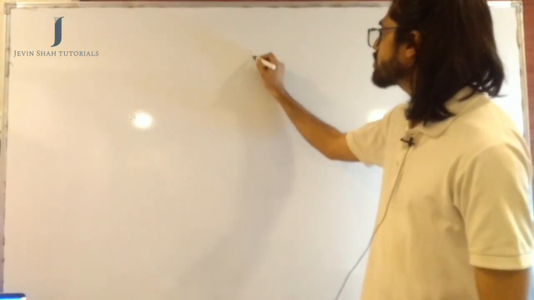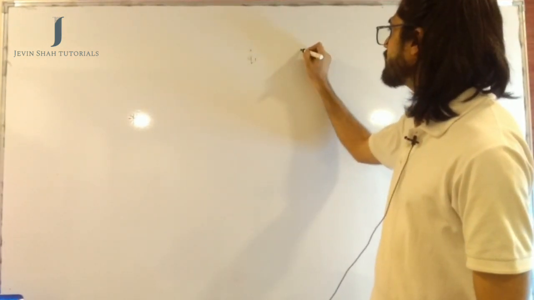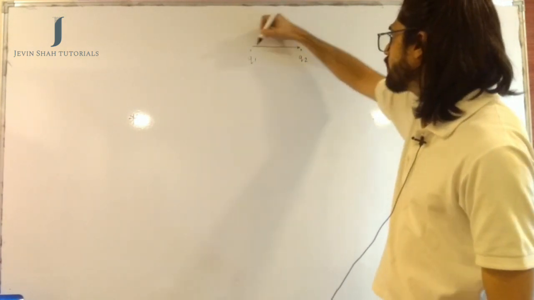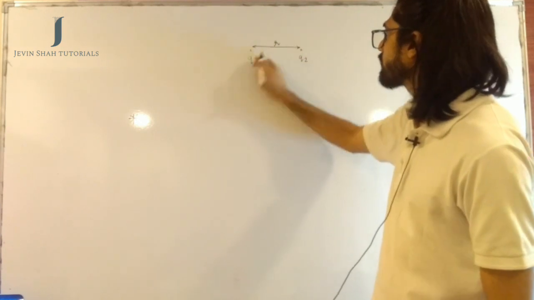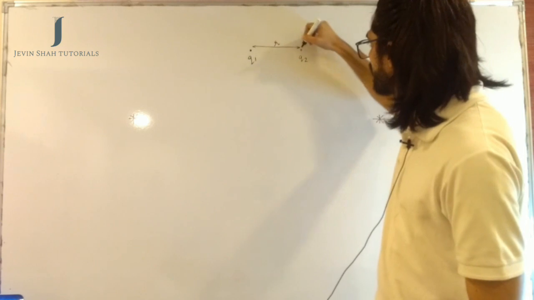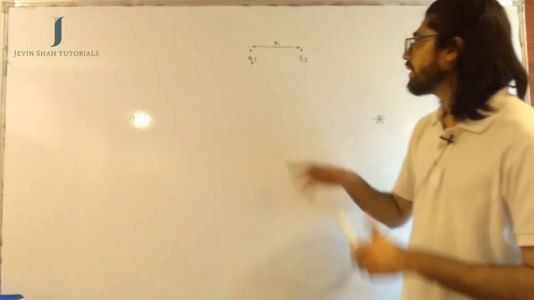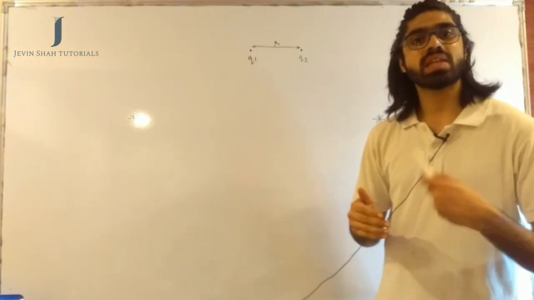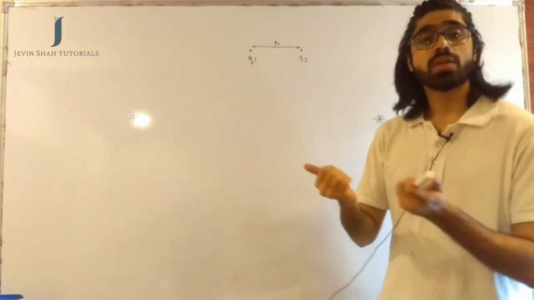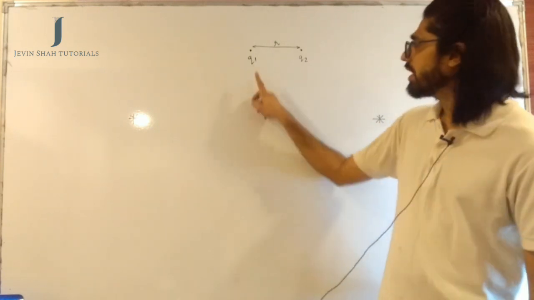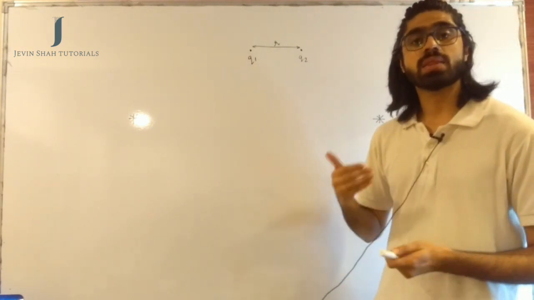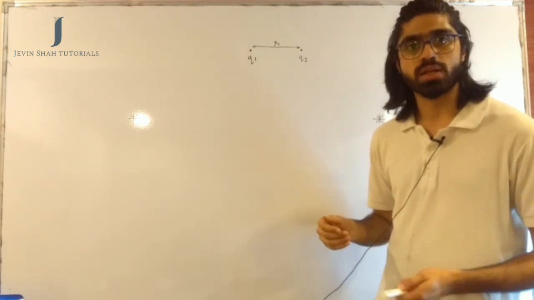Say for example, you have a charge Q1 and you have another charge Q2, and the distance between the two charges is equal to R. Now, if the two charges are of the same sign, that is if both of them are positive or both of them are negative, then the two charges will repel each other. If one is positive and the other is negative, they will attract each other. In either case, there will be a force existing between the two charges.